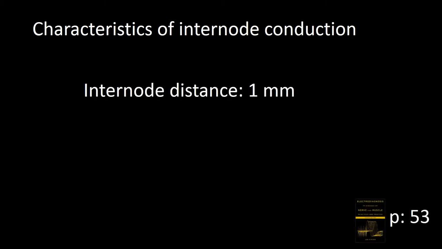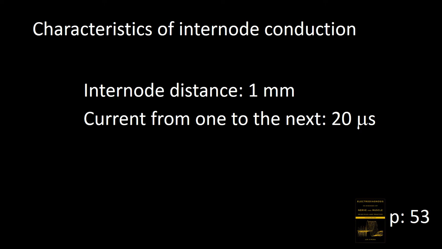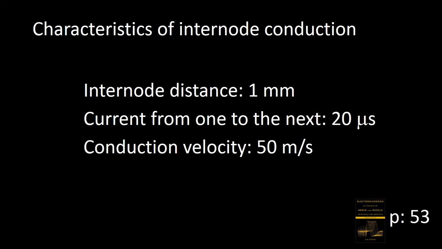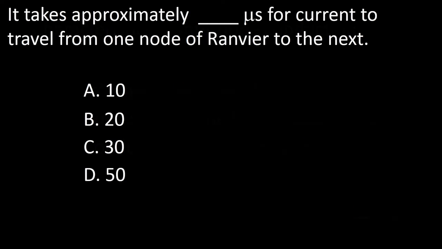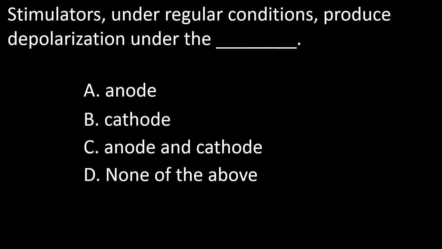Since the distance between nodes of Ranvier is about 1 millimeter and current travels from one node to the next in about 20 microseconds, conduction velocity is about 50 meters per second. So the answer to this question is 20. Next question.